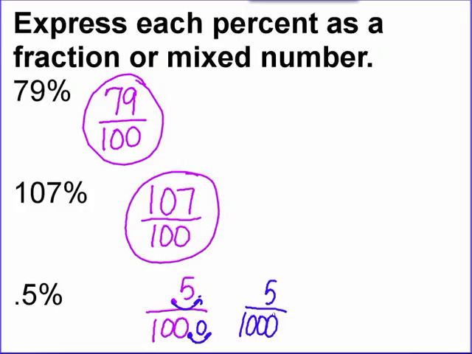Now I need to think, is there a number that divides both of those evenly? Yeah, what goes into both? 5. 5 goes into 5. 5 goes into 1,000? 200. So really, 0.5% is 1 over 200. Now the amazing thing about 0.5%, if any of you have like savings accounts, that's probably what you're getting on your money. It's only about 0.5%, not very much.